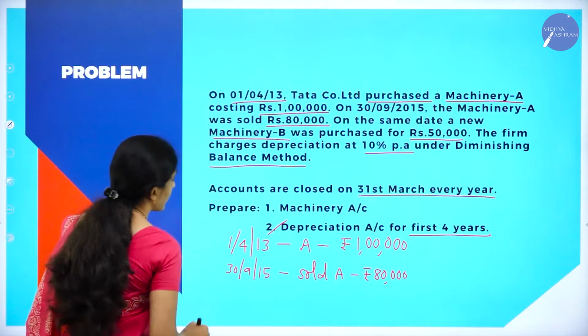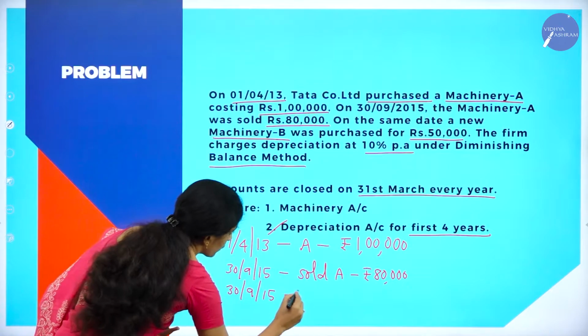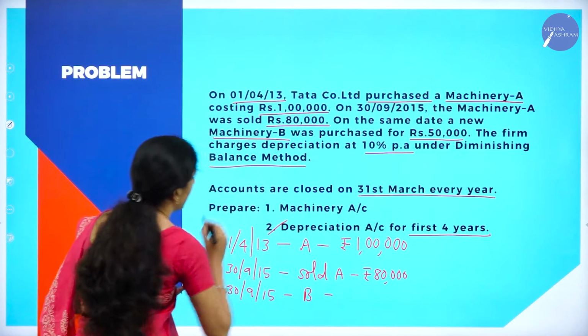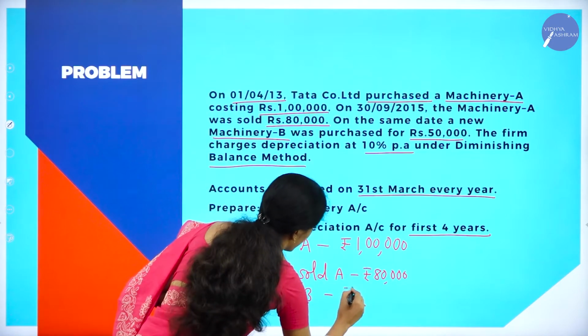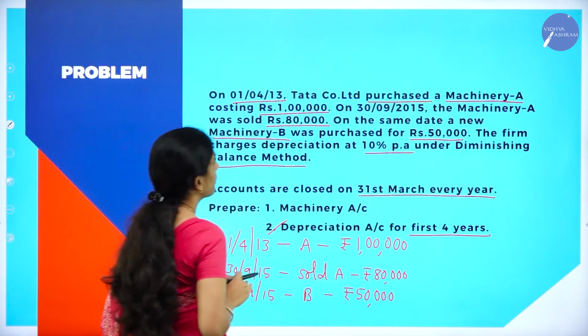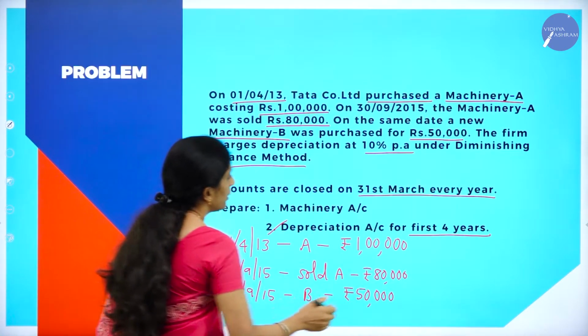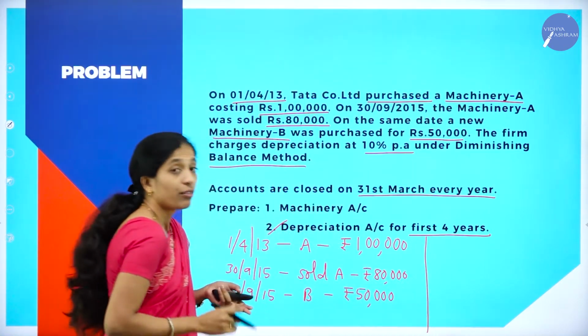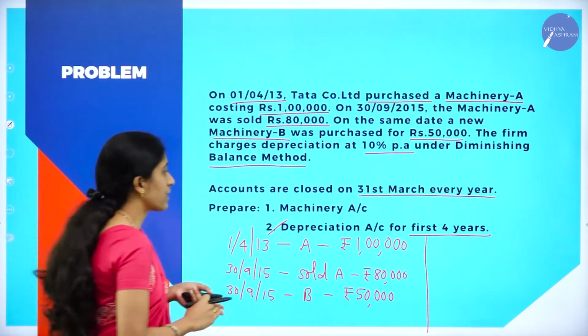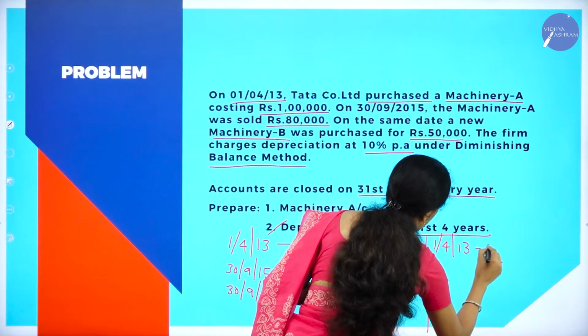Next, on the same day, that is on 30/9 itself, they have purchased one more machine, machine B, for rupees 50,000. The firm charges depreciation at 10%. Now, first we shall see the dates for the first 4 years. They have purchased on 1/4/2013. Then what is the year ending?